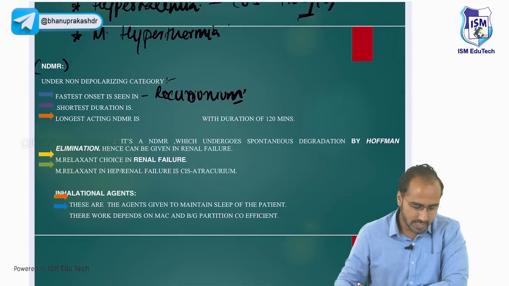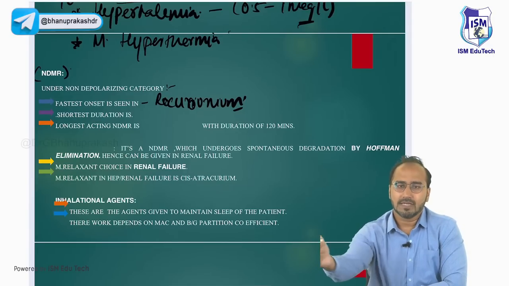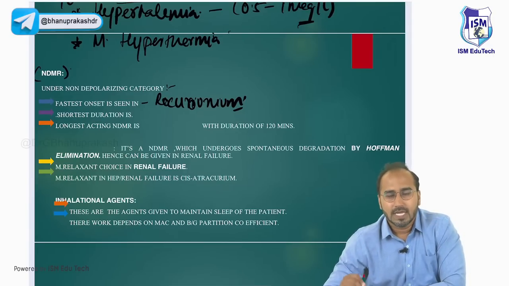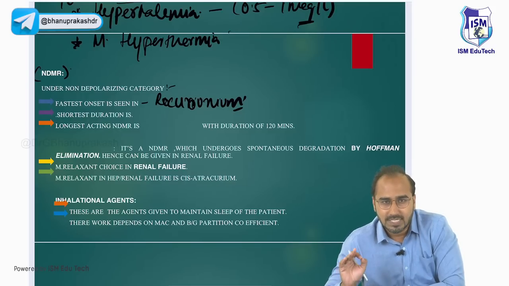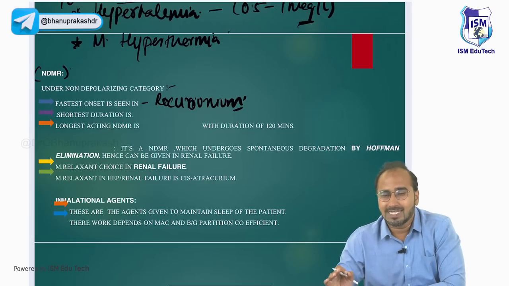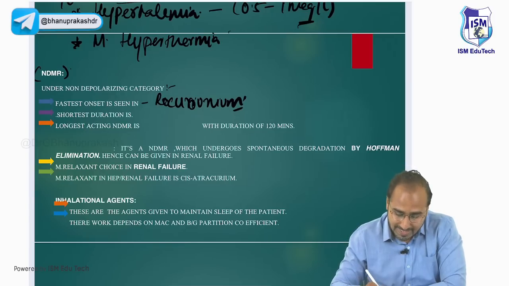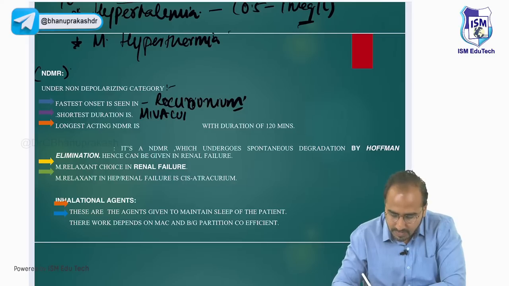Now coming to the shortest acting. Which is the shortest acting non-depolarizing muscle relaxant? Remember, in the total muscle relaxant category, the shortest is succinylcholine. If the MCQ is asking you non-depolarizing, you have to differentiate. Succinylcholine is a depolarizing agent. The shortest acting non-depolarizing is mivacurium. The longest acting non-depolarizing is doxacurium.